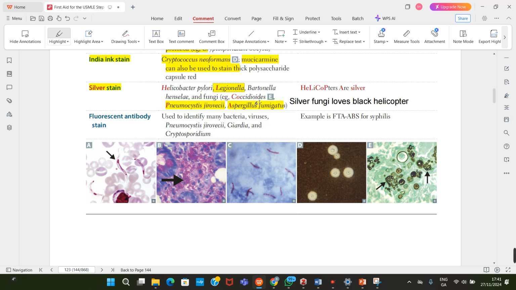If you want to remember everything, you can memorize this code, but it's not actually very important. Once you know Legionella and the fungi, you are okay. The code is: silver fungi loves black helicopter. The silver stain for the fungi, L for Legionella, B for Bartonella, and H for Helicobacter pylori. The next is the fluorescent antibody stain. We use this for a lot of organisms, but commonly for syphilis.